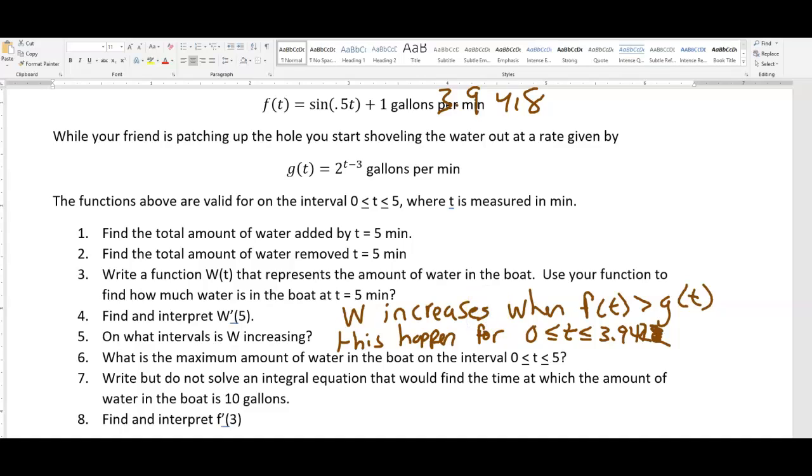So if you ever want to find where the total amount is increasing on a rate in, rate out question, you just basically need to find where the rate in exceeds the rate out, and that would give you the point at which that occurs.